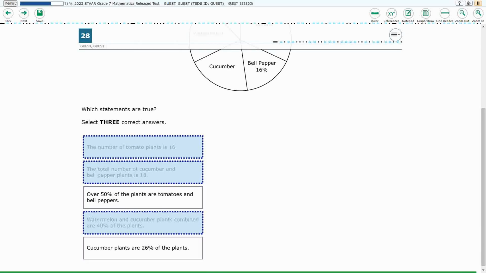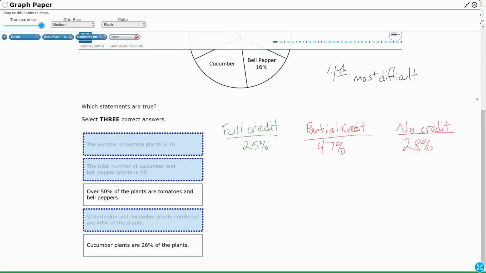Let's see how we did across the state of Texas. So this was the 4th most difficult problem. You see that only 1 out of every 4 students got full credit, both points. Now, if you start looking at how many students got partial credit, put those together, now we're looking at at least 75%. So it was difficult to get full credit, 4th most difficult, but a lot of students were able to at least get some partial credit.